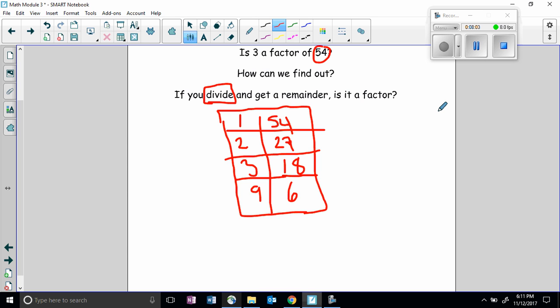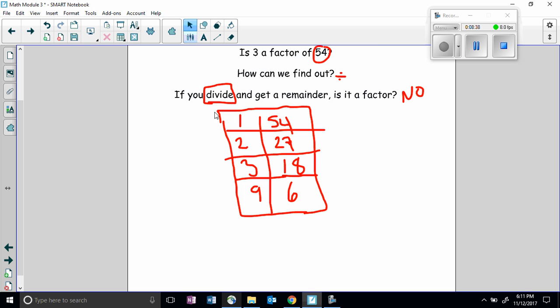Now the question here says, if you divide and get a remainder, is it a factor? Remember, our definition of factor is that it has to be a whole number, so it has to be divided evenly into the groups. If it has a remainder, there's no way it was divided evenly. There was something left over. So the answer to this is going to be no. How can we find out? We can always divide. But there are some more tricks we're going to learn on the way.